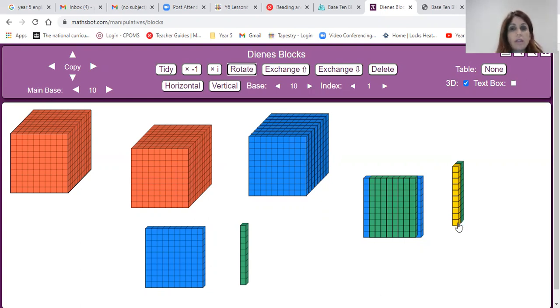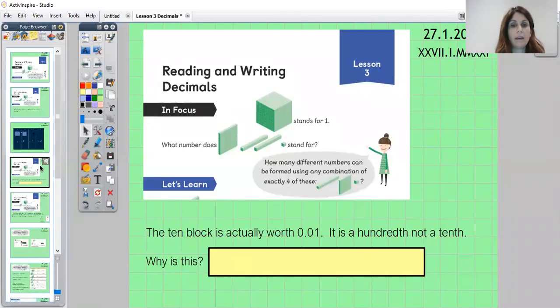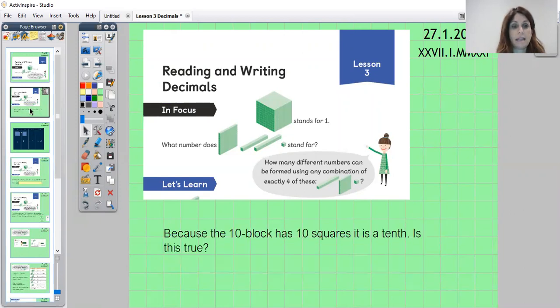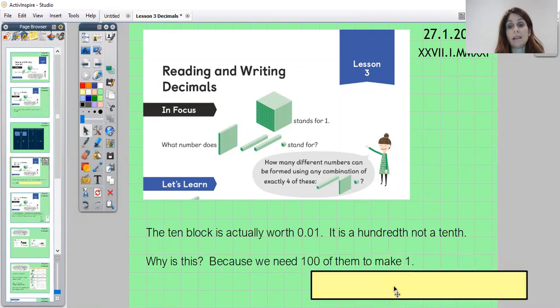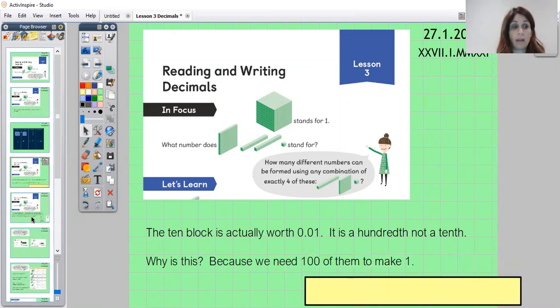Just trying to show you different ways that we do it, and I'm hoping that if you haven't understood it, it's going to start to make a bit more sense by seeing those again. So let's pop back to our screen then. Okay. So I said that because the 10 block has 10 squares, it's a tenth. We know it's not true. The 10 block is actually worth 0.01 because it's 100, not a tenth. Why is this? Because we need 100 of them to make one.